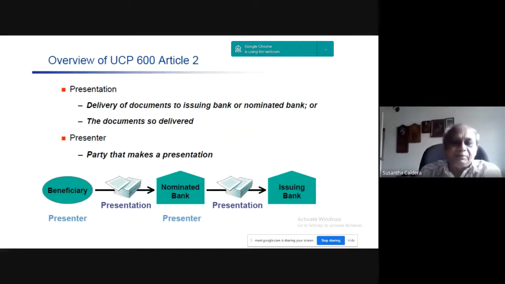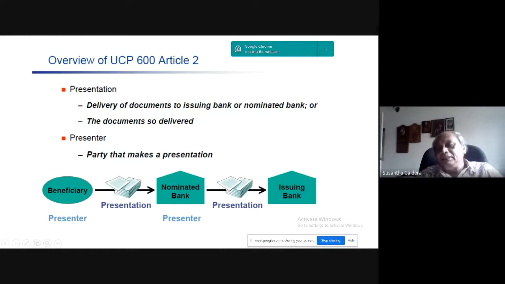A presentation. Delivery of documents to issuing bank or nominated bank, or the documents so delivered, is what we call presentation. The presenter is the party that makes a presentation. The beneficiary is a presenter.